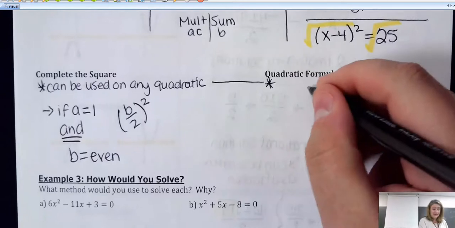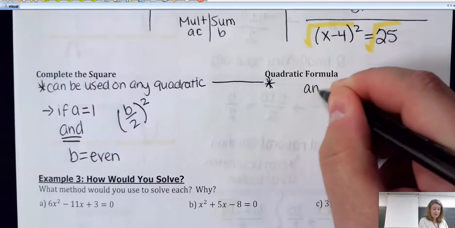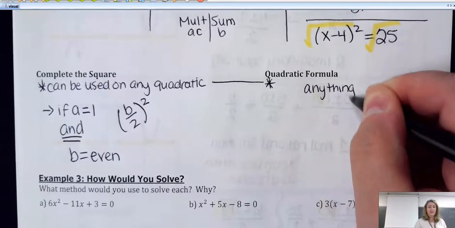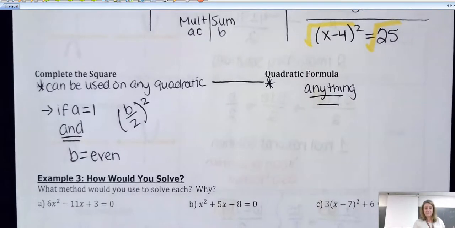Quadratic formula, you can use that on any quadratic. I wouldn't say there's necessarily an easier time than another. You can always use the quadratic formula. No a, b, or c value would necessarily make that easier or more difficult. So the quadratic formula you could use on any question.